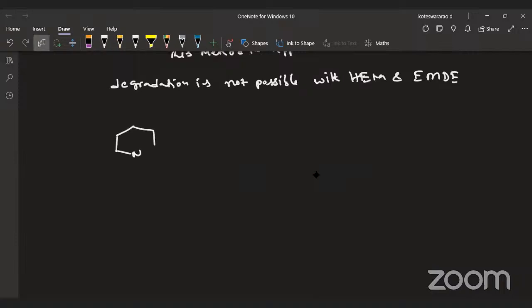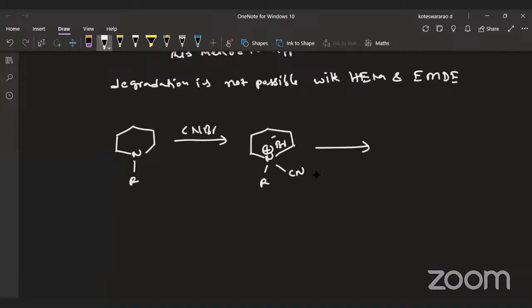Again, I am going to take the N-alkyl piperidine. It is treated with cyanogen bromide. Then it leads to the formation of a quaternary ammonium bromide salt. The cyanide nitrogen gets the positive charge, and the bromide will be stabilized. Then it is again treated with HBr and the solution is boiled.